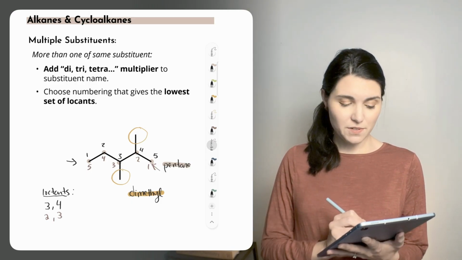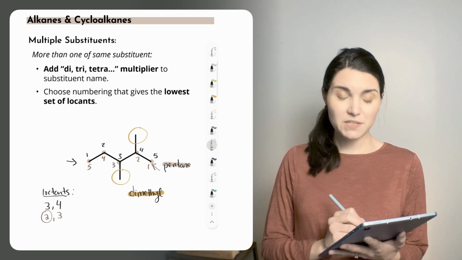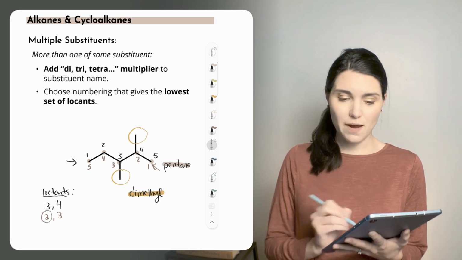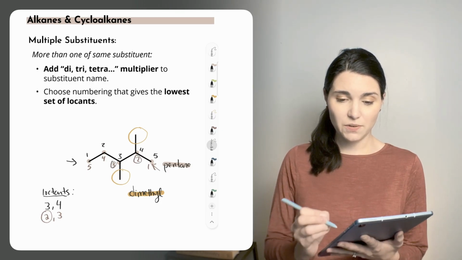So here, if we look at the first numbers, we're comparing 2 and 3. 2 is better, it's a lower number. So we're going to choose that set that gives us 2, 3 rather than 3, 4. That's a better set of locants. So I'll just circle those.